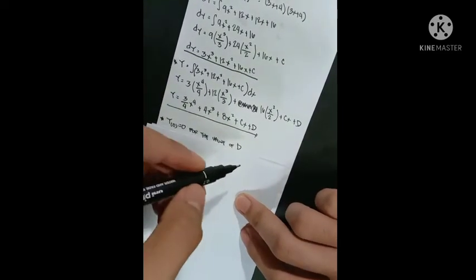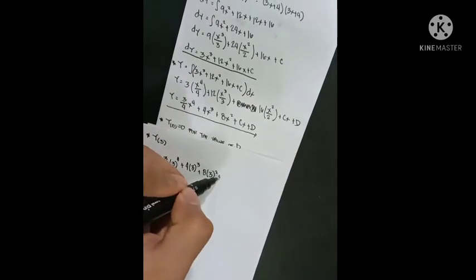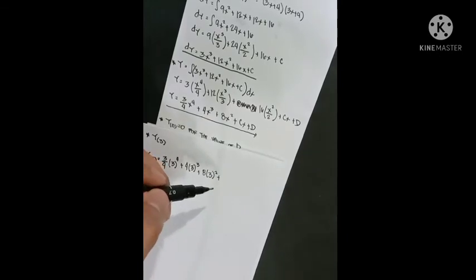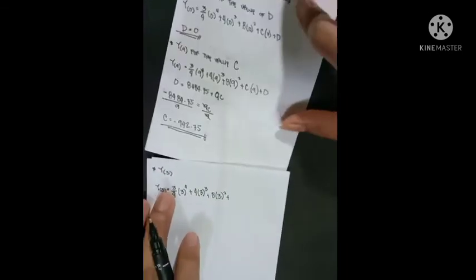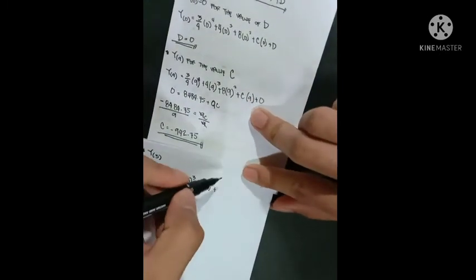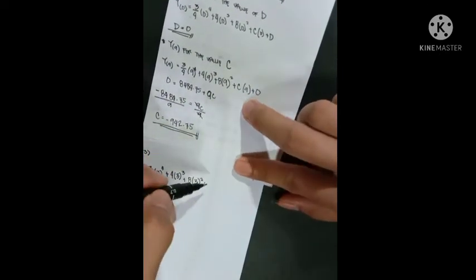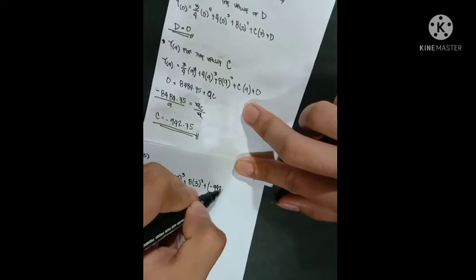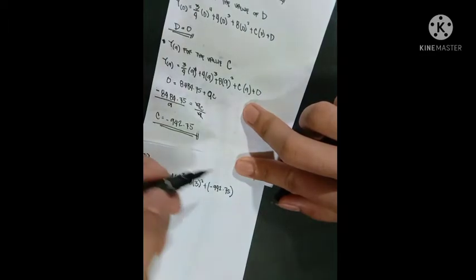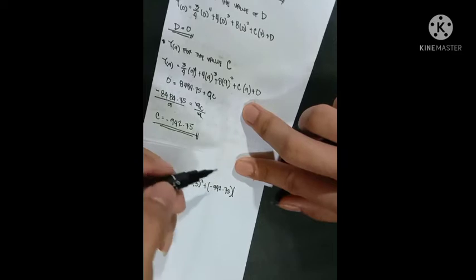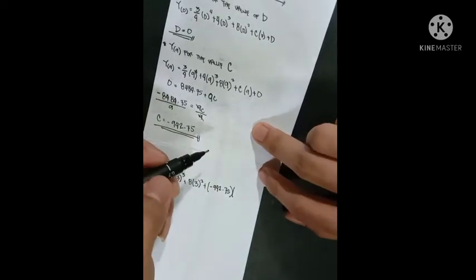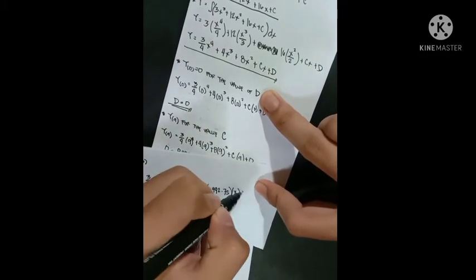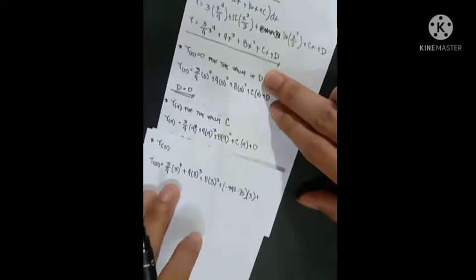squared plus our C, we have negative 942.75 times the value of x, which is 3, plus the D, which is 0.